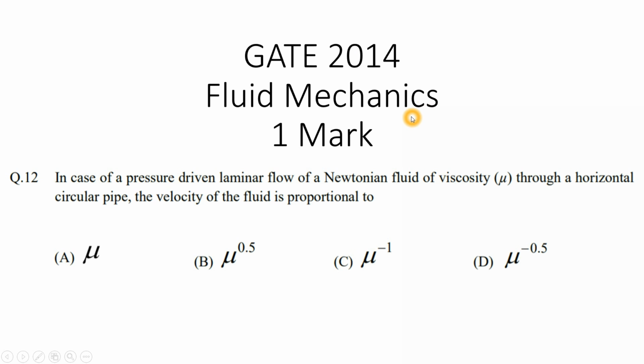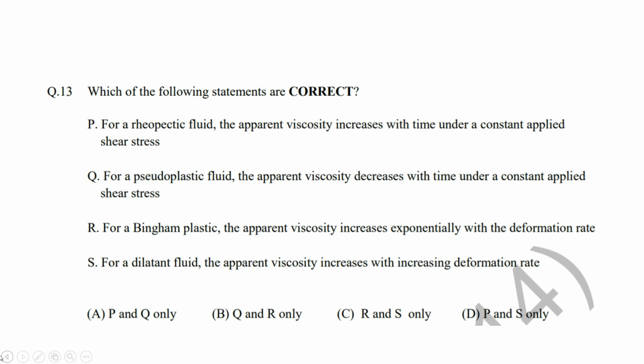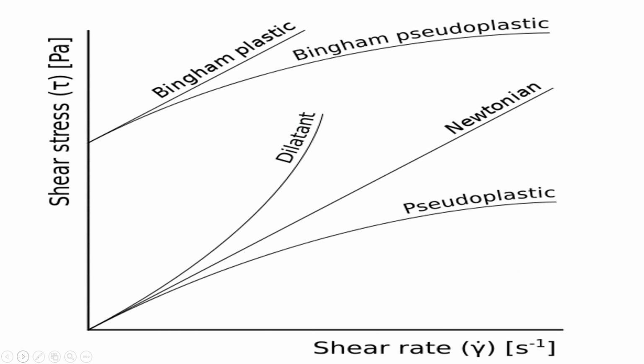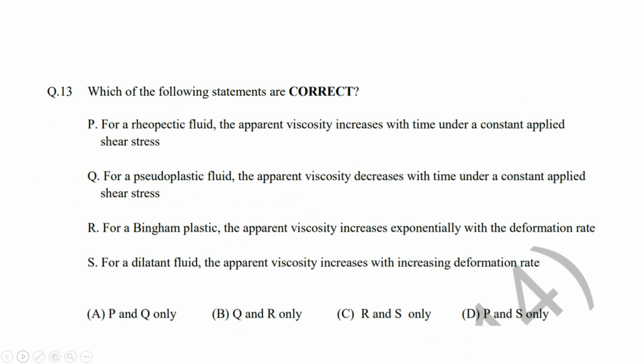Option C is correct. So now our next question is, which of the following statements are correct? For rheopectic fluid, the apparent viscosity increases with time under a constant applied shear stress. Yes, it is right. Remember this. So option P is correct. And we will see for pseudoplastic fluid, the apparent viscosity decreases with time under a constant applied shear stress.